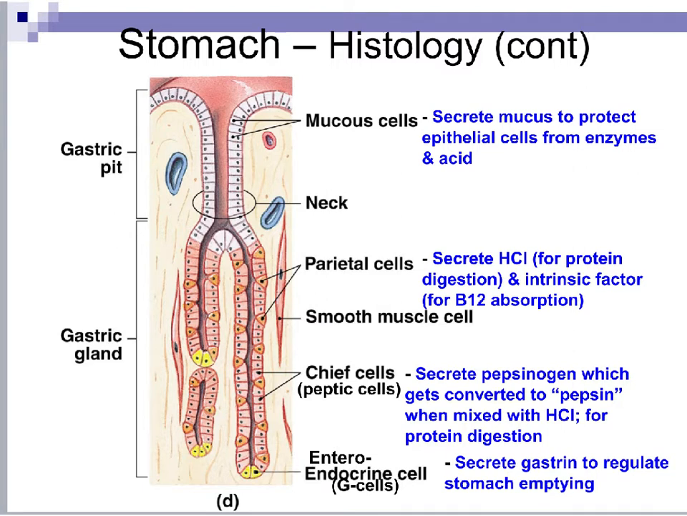Okay, let's take a little bit closer look at these gastric pits and these gastric glands. So the cells that make up the gastric pits and the gastric glands vary. They vary in their structure and they vary in their function. So first off, let's look at the mucus cells. They secrete mucus onto the surface of the epithelium to protect those epithelial cells from the enzymes that the gastric glands make and also the acid that the stomach makes.